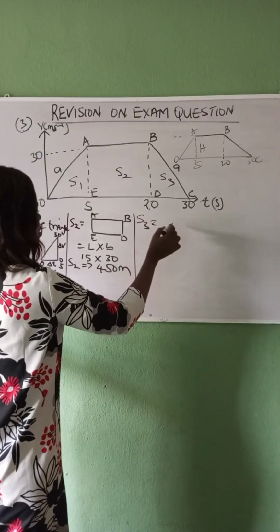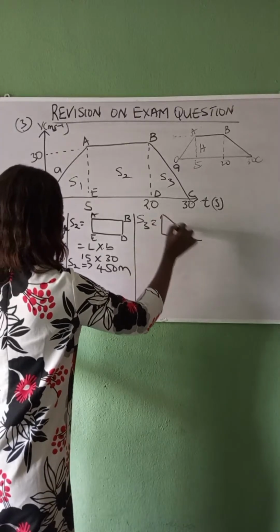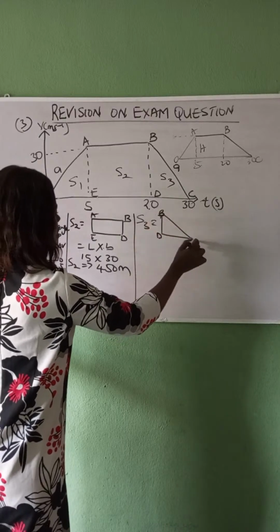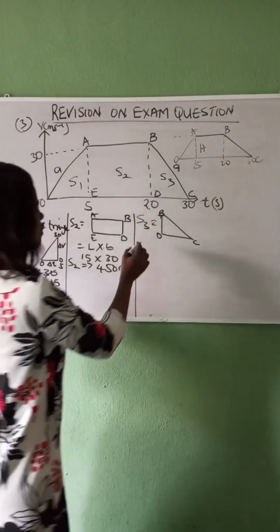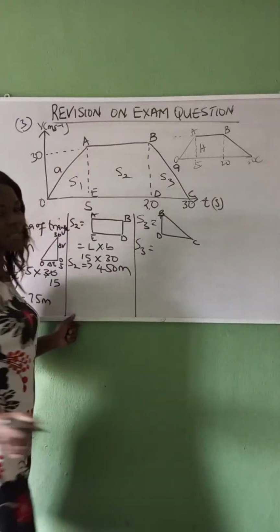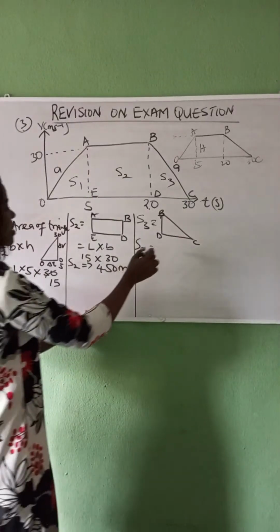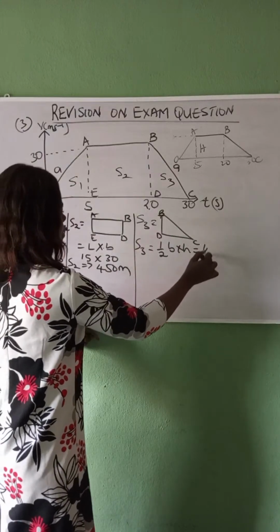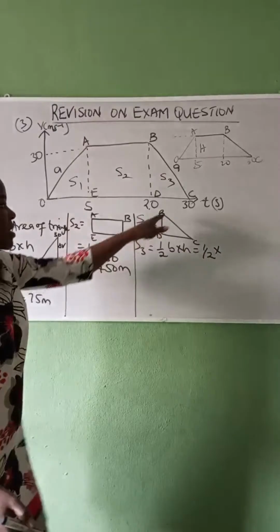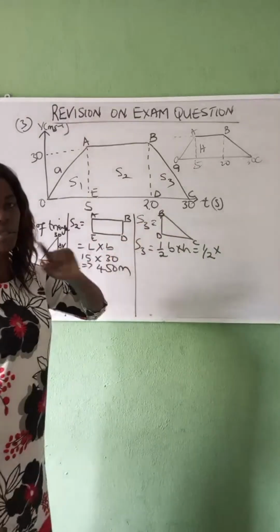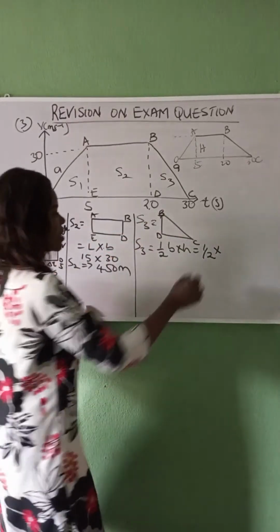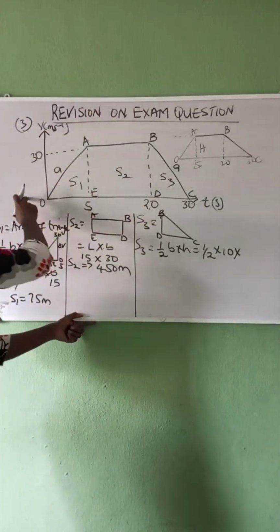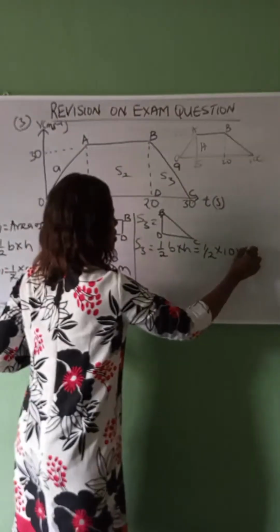Then S3 is also the same thing as a triangle, right? This is BD and what? C. And the formula for S3 is half base times height. So what's my base here? 30 minus 20, that is 10. What's my height? 30 minus 0, that is 30.